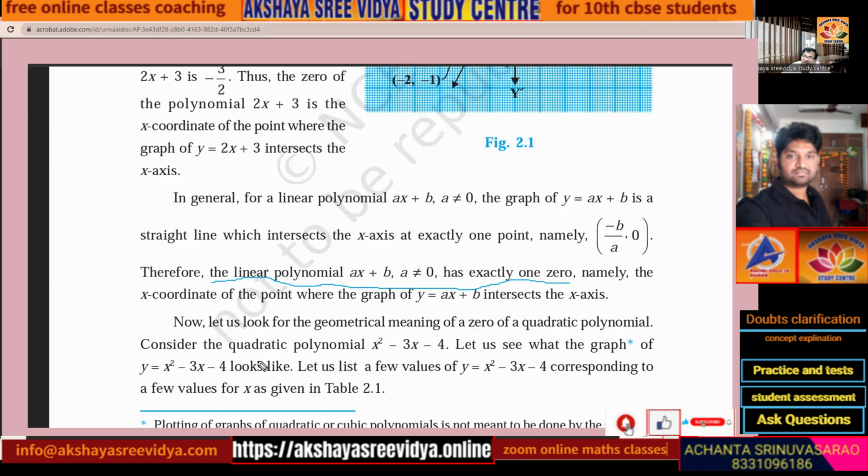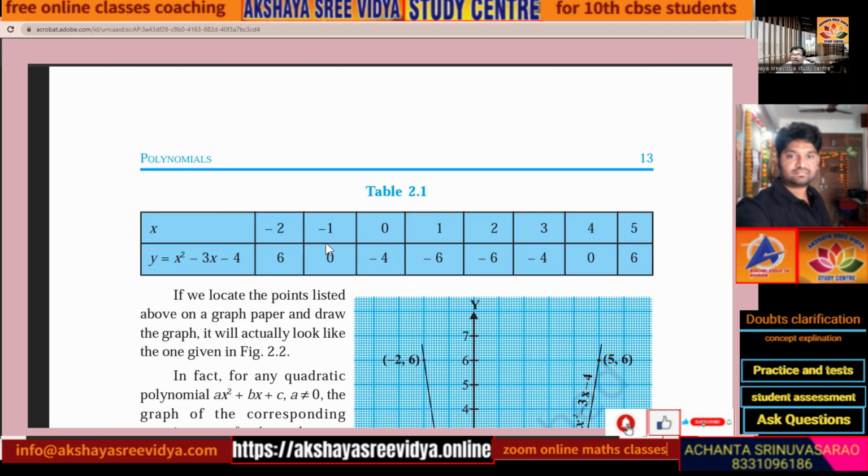Now let us look at the geometrical meaning of a zero of a quadratic polynomial. Consider the quadratic polynomial x square minus 3x minus 4. Let us see what y is equal to x square minus 3x minus 4 looks like. Let us list a few values of y corresponding to a few values of x, given in table 2.1: x is equal to -2, -1, 0, 1, 2, 3, 4, 5.